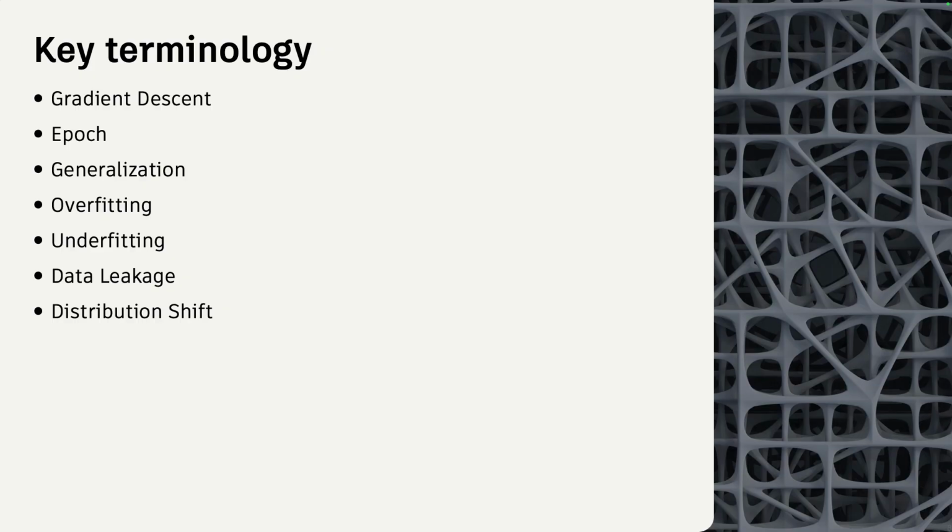So first is gradient descent. This is an iterative optimization algorithm for finding the minima of a function.